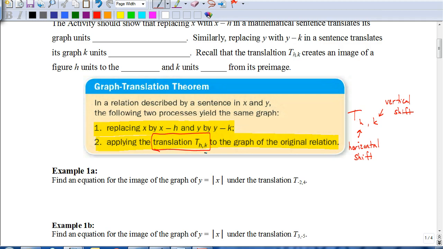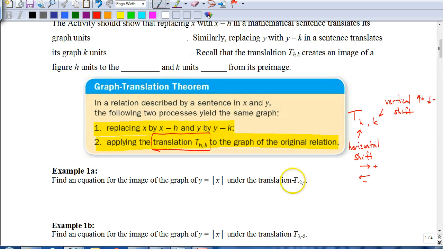H represents, if you look over to the right here, the horizontal shift, so how the graph is being moved to the right or to the left. If it's to the right, it's going to be a positive shift. If we're shifting it to the left, it's going to be a negative shift. And our K in this translation represents our vertical shift. If we shift it up, it's going to be positive. If we shift it down, it's going to be negative. So that's what the T sub h, k represents.